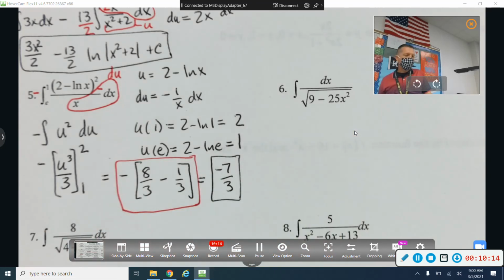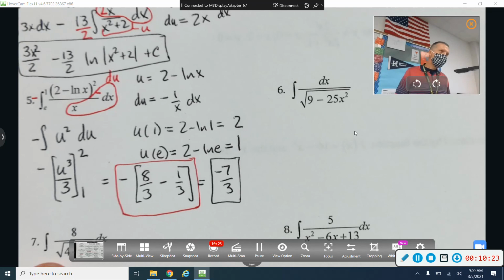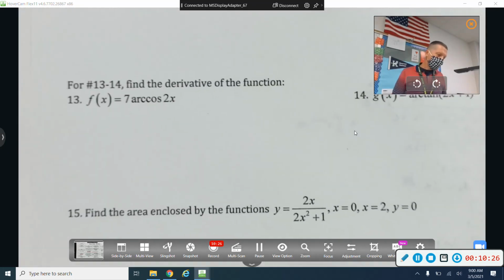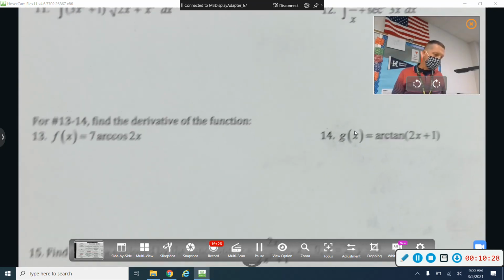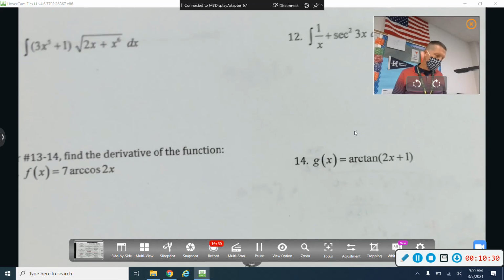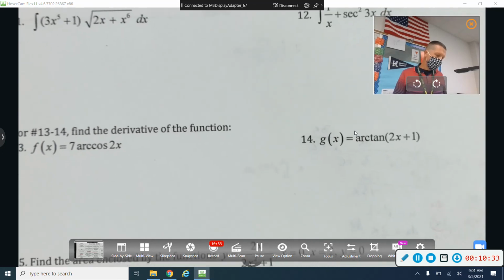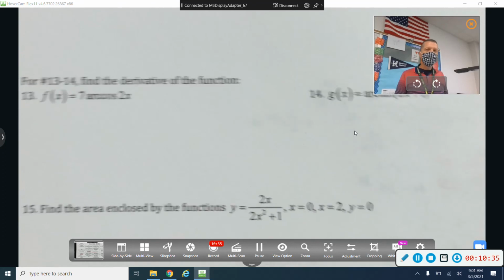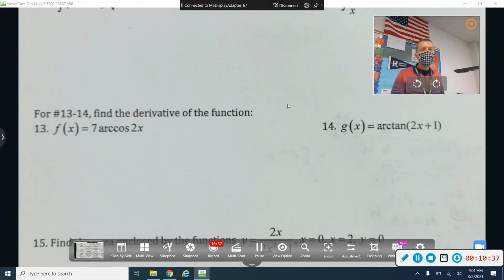Do I need to do 6 or 7 or 8? Or do we do enough of those where you're okay with them? How about 13 or 14? I feel like it's been a while since we've done a derivative of inverse cosine or inverse tangent. It will be fine, or we should see one of those?